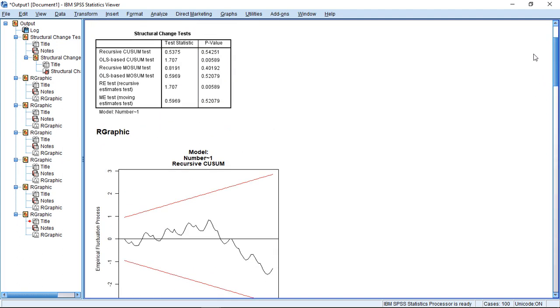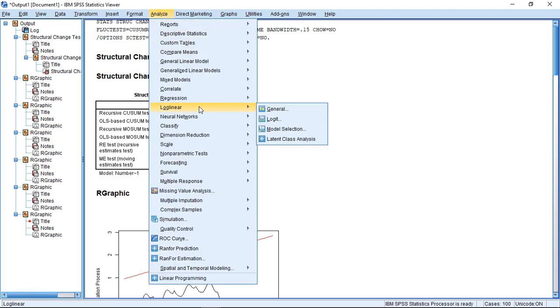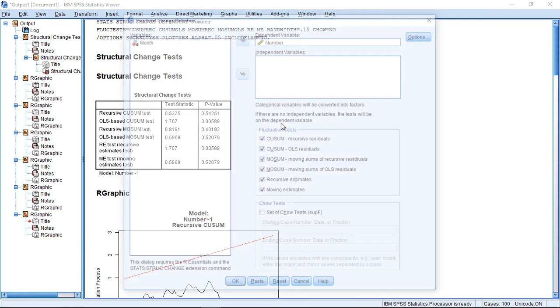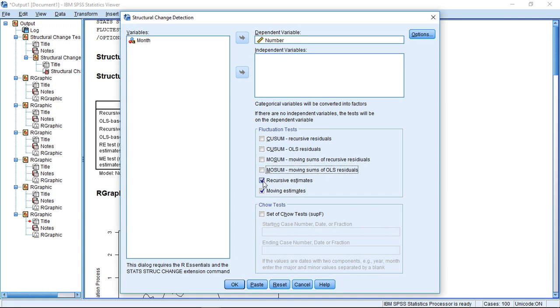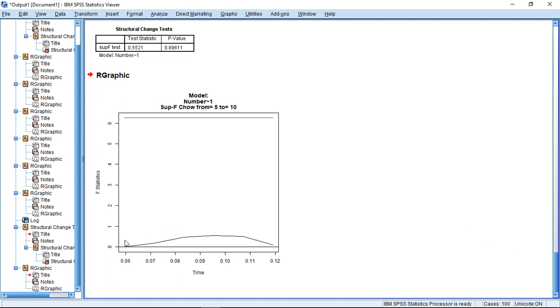And that's already everything I wanted to mention with regard to these first structural change tests. Because as I said earlier, we could also go down here and perform a set of Chow tests. Here, however, I have to define a starting case and an ending case. So let's, for example, say I start at 5 and test up to case number 10. Then it considers only this interval. And here it tells me it's clearly above the critical threshold. In other words, this indicates that between observation 5 and 10, there's no structural break.